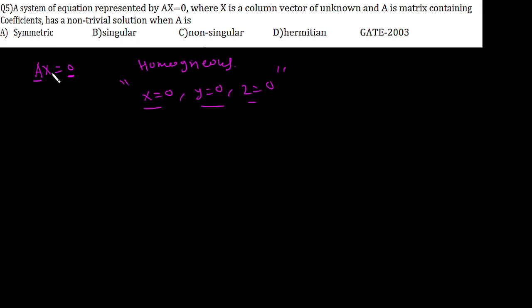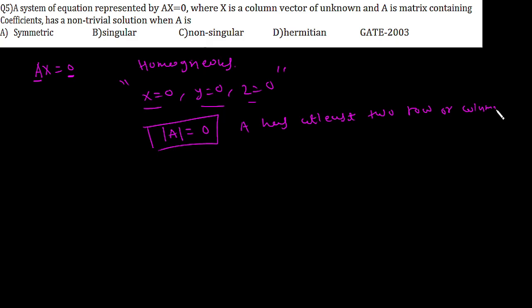Now here, if this system has a non-trivial solution, it is only possible if the determinant of this matrix is 0. If the determinant of A equals 0, then we can say A has at least two rows or columns which are linearly dependent.